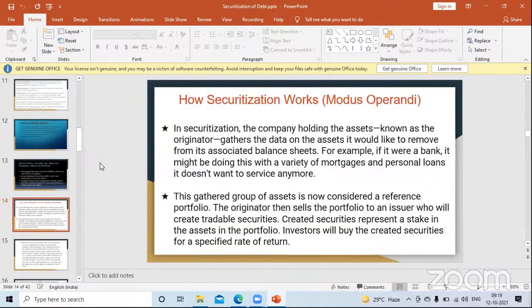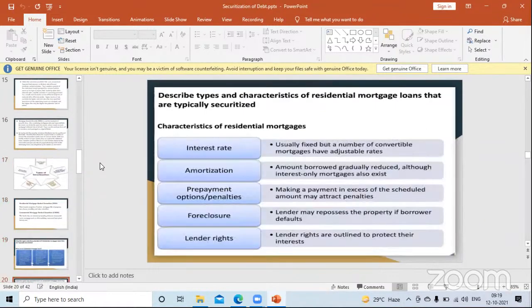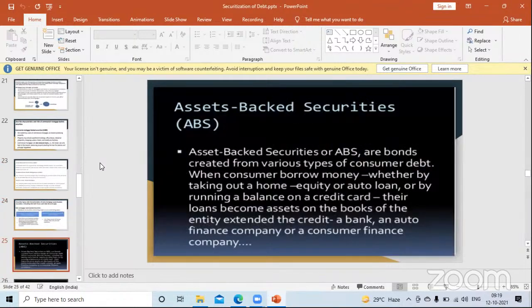Yesterday we have done how it works. How securitization works means the modus operandi. This is just another name to refer to how it works. We have done types of securitization also. There are 5 types: asset-backed security, mortgage-backed securities, of which we have 2, residential and commercial, and we have CDO, that is collateralized debt obligations, and future flow securitization also. We discussed each one of them in detail.